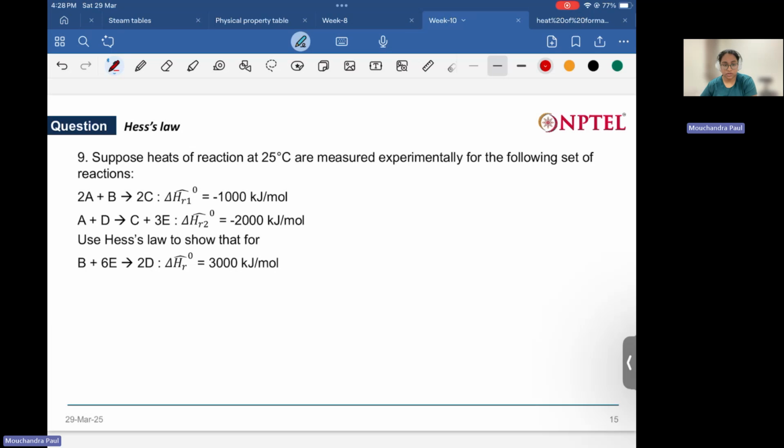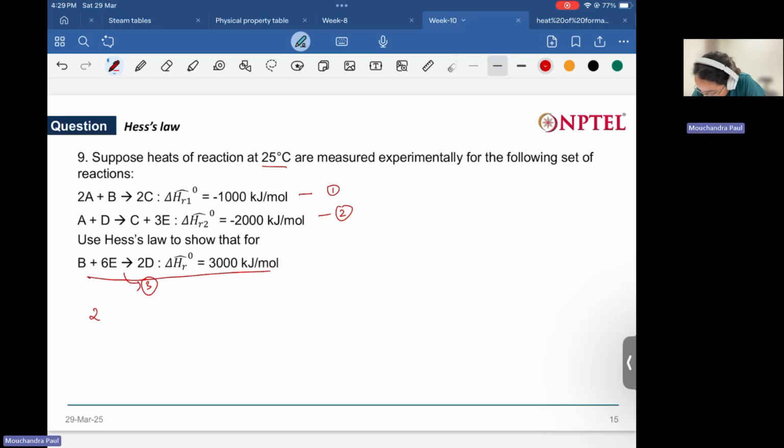Okay, so this is another question based on Hess's law, very similar to the previous one. Here you are given the heats of reaction at 25 degrees Celsius, measured experimentally for the following set of reactions. Here's reaction 1, reaction 2. We have to use Hess's law to show that this is possible. So let's again see what we can do. How shall we get this reaction? Let's call it 3.